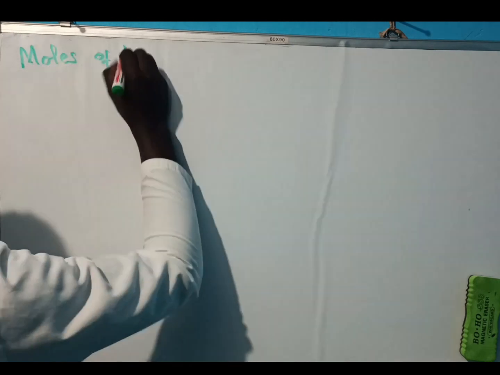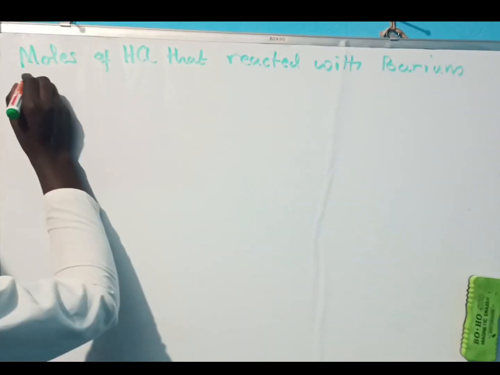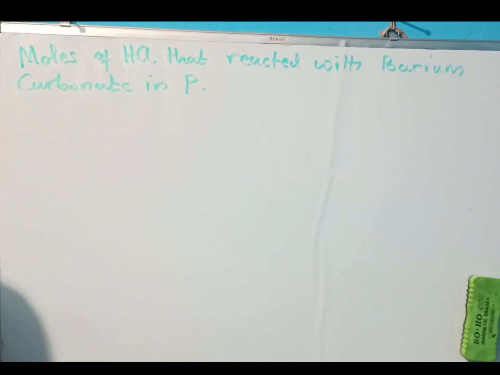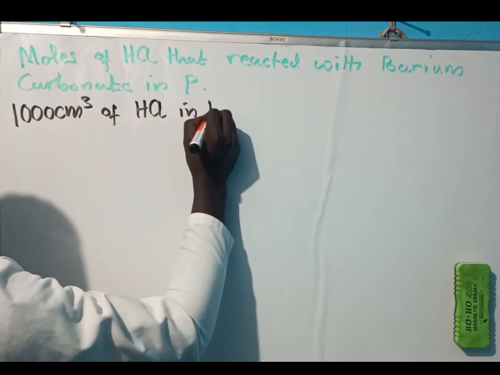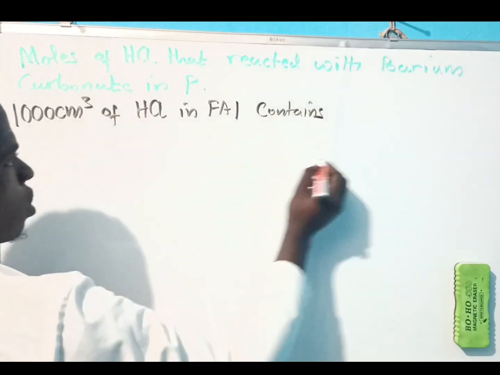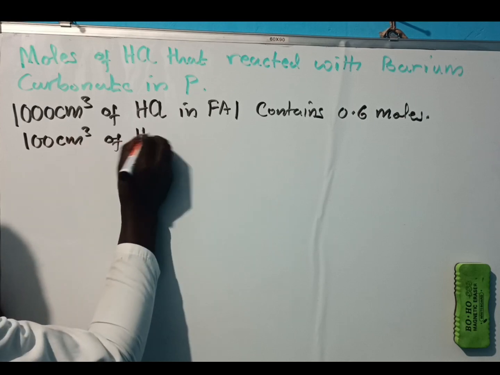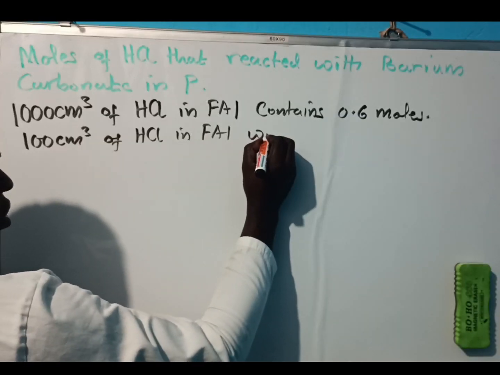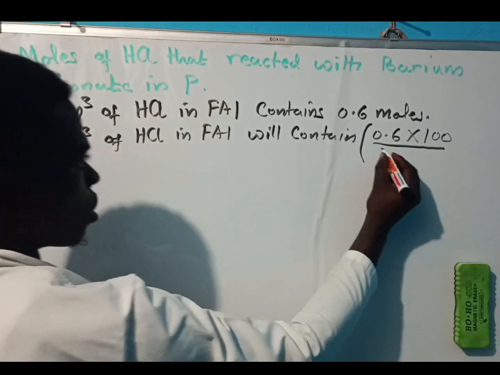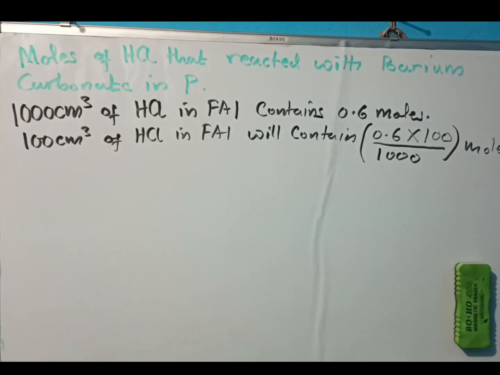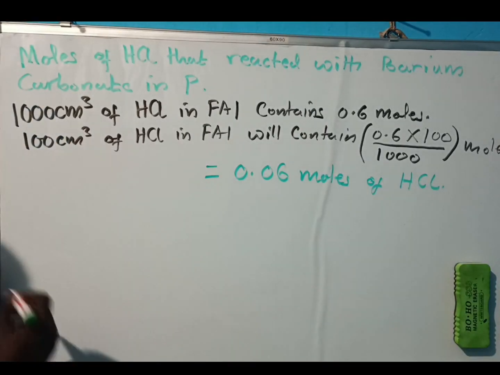Next, we are to determine the number of moles of hydrochloric acid that reacted with barium carbonate in P initially. Okay, 1,000 cubic centimeters of hydrochloric acid in Fa1 contains 0.6 moles. What about the 100 cubic centimeters of hydrochloric acid in Fa1 will contain 0.6 times 100 over 1,000. These are moles, giving 0.06 moles of hydrochloric acid.